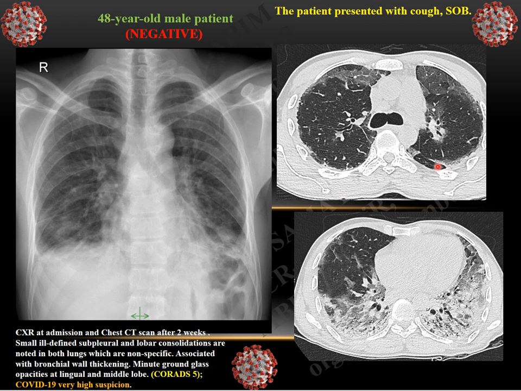There is also thickening of the fissure here, and there are consolidations with air bronchograms in the lower lobes on both sides. These pictures are typical for the diagnosis of COVID-19 by HRCT, so it is considered CO-RADS 5, very highly suspicious. Fortunately, this patient is negative for laboratory PCR, and this confirmed our concept that CT is non-specific for the diagnosis of COVID-19. However, it has high sensitivity.